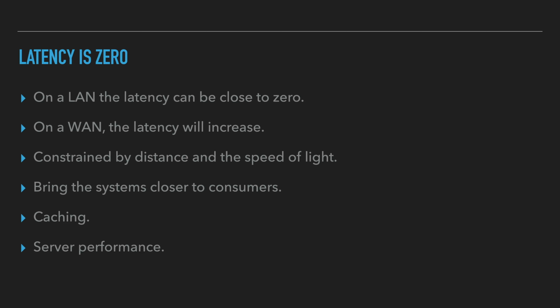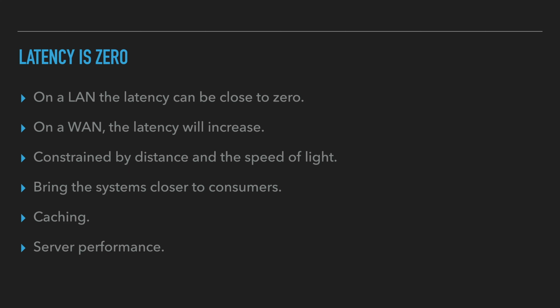The second fallacy is that latency is 0. Accordingly, we must design and implement our system to take latency into account. When these systems are all within the same node or within a local area network, the latency can be close to 0. However, when running on a wide area network, the latency can quickly increase.